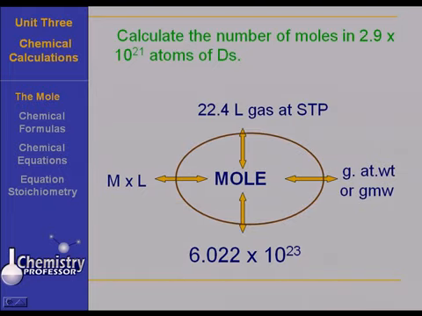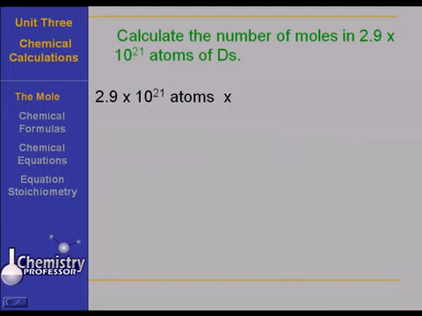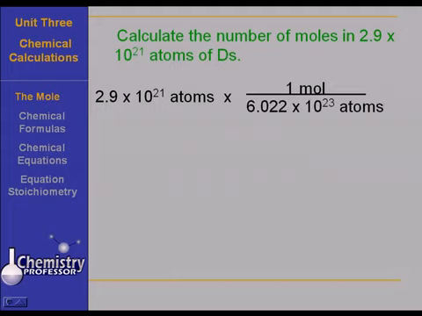Well, it didn't matter if it was atoms of dysprosium or atoms of hydrogen or atoms of whatever. You take the 2.9 times 10 to the 21st atoms times a mole over 6.022 times 10 to the 23rd atoms, and you come up with a cancellation of atoms, leaving you with 4.8 times 10 to the negative third moles. Get the idea?